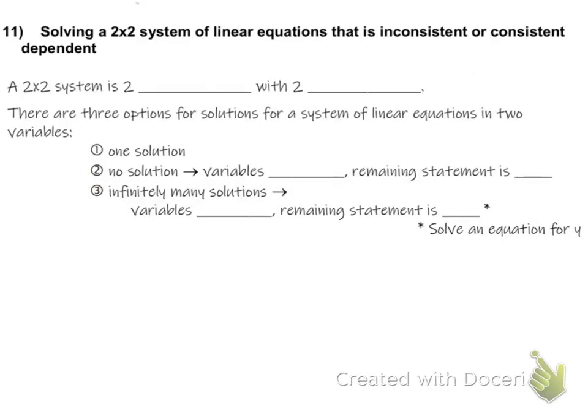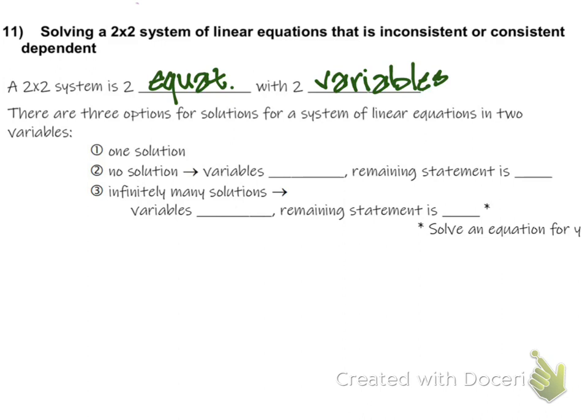Okay, so now we're going to talk about some other types of solutions. Everything we've done so far has had a unique solution. First, this topic talks about a 2x2 system. That means that it has two equations with two variables. And that's what we've been doing, right? We've had two equations and we've had x and y, okay?